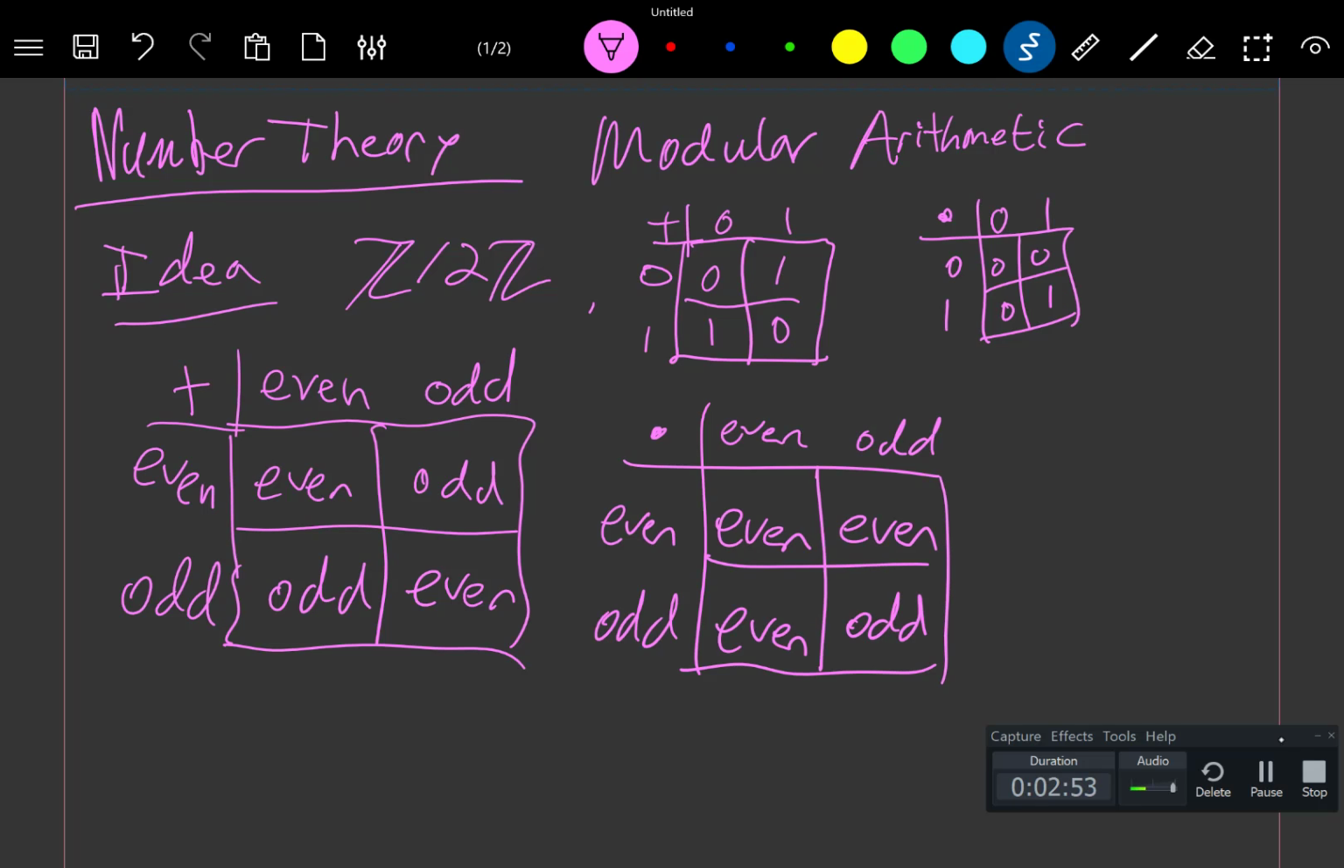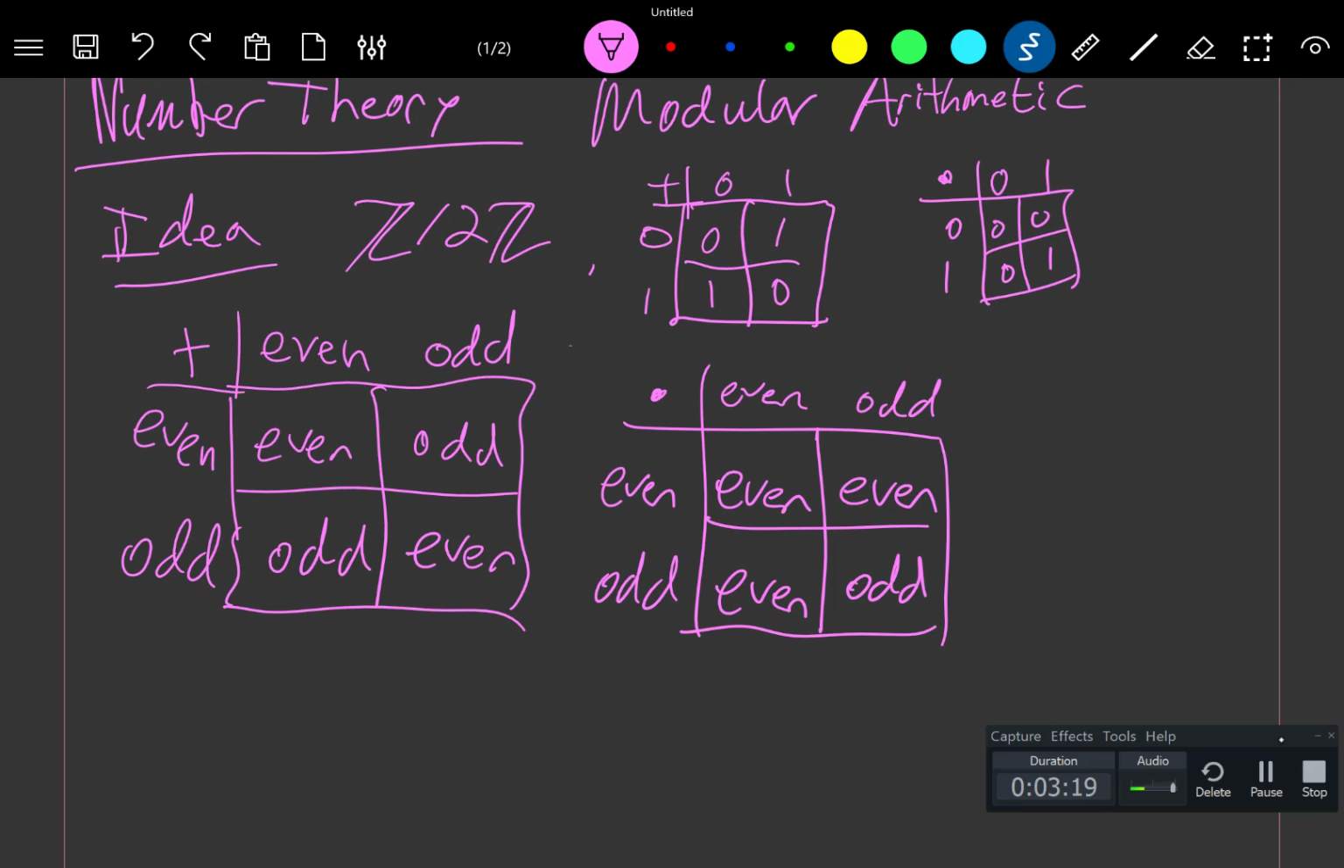What these tables are saying is that if I take an even number and an even number and add them together, it's going to be even. Similarly, if I add an even and an odd, it's going to be odd, and an odd plus an odd is even. Multiply an even by an odd, we get an even. Multiply an even by an even, we get an even. Multiply an odd by an odd, we get an odd number. So that's one way we can interpret this table.